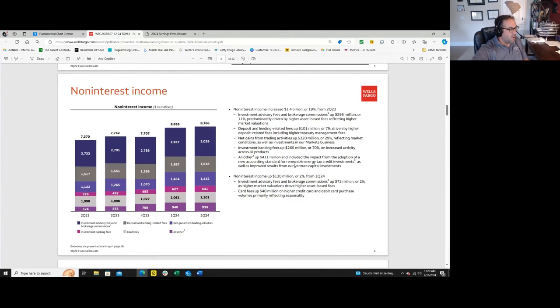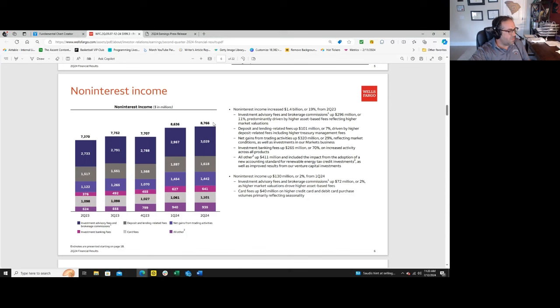Investment banking is starting to become more of a part of the business. Remember, Wells Fargo is the only one of the big four banks that does not have a big investment bank. But that could be changing. Investment banking fees were up 70% year over year. Still a pretty small part of the picture.